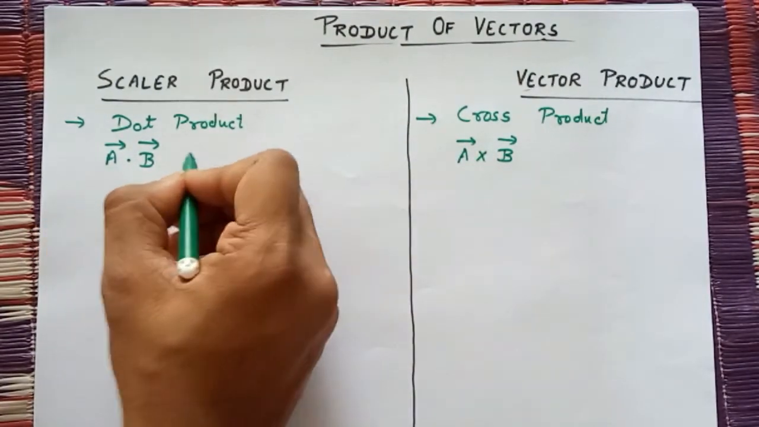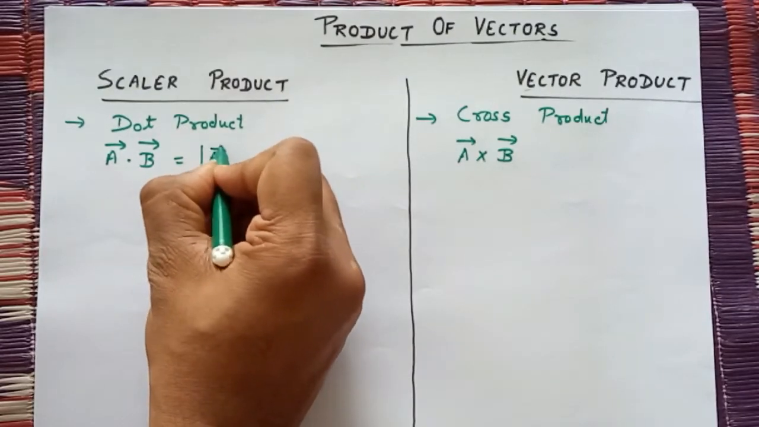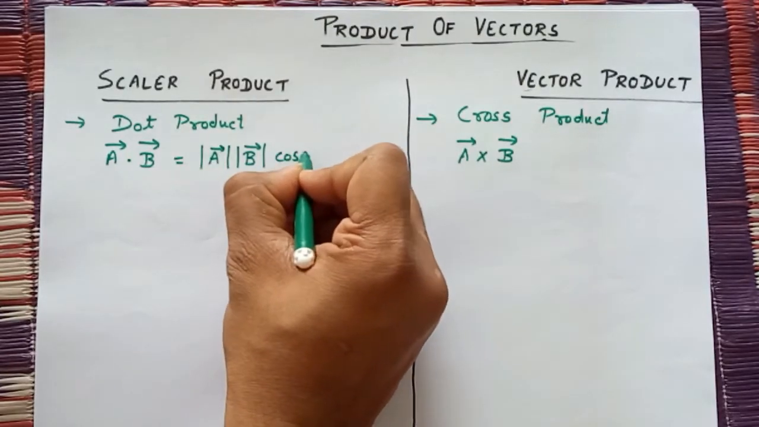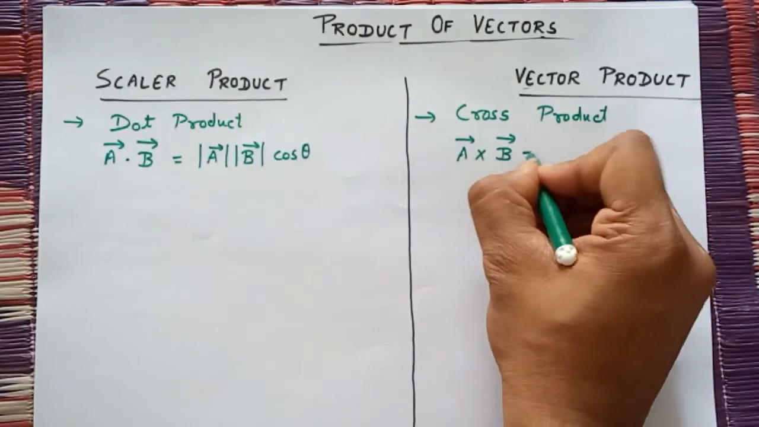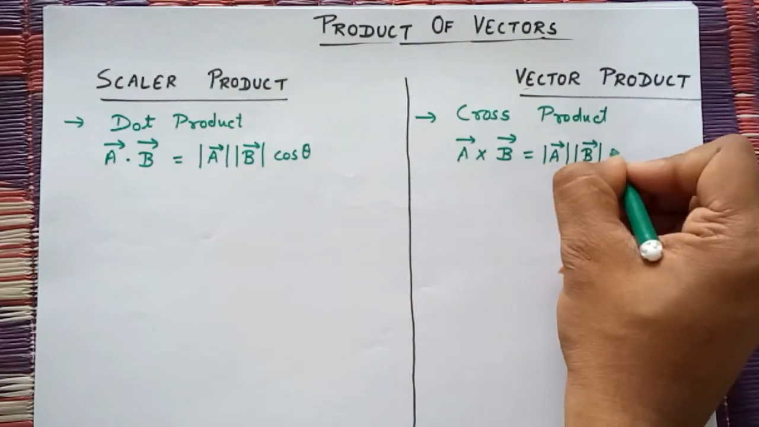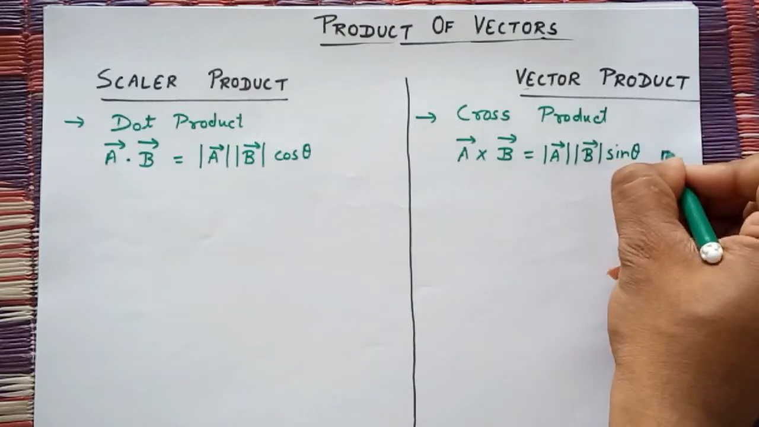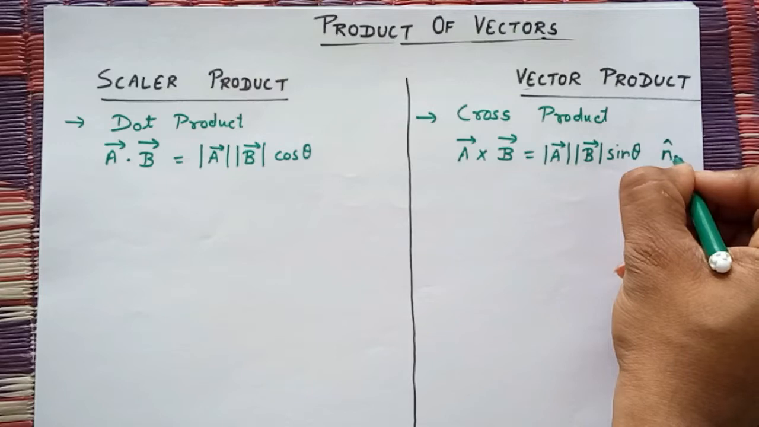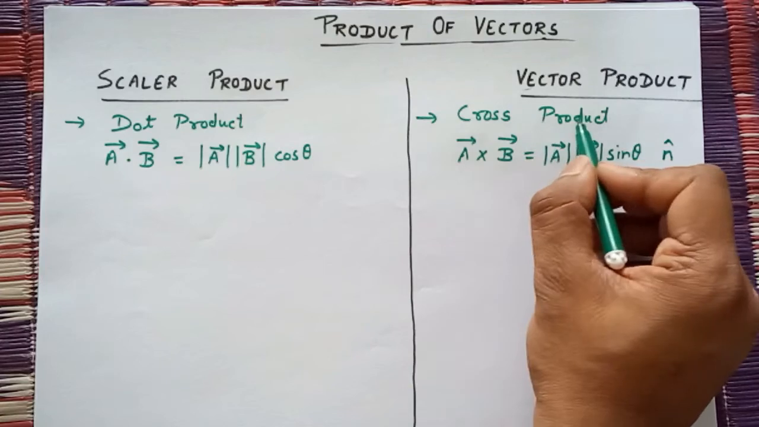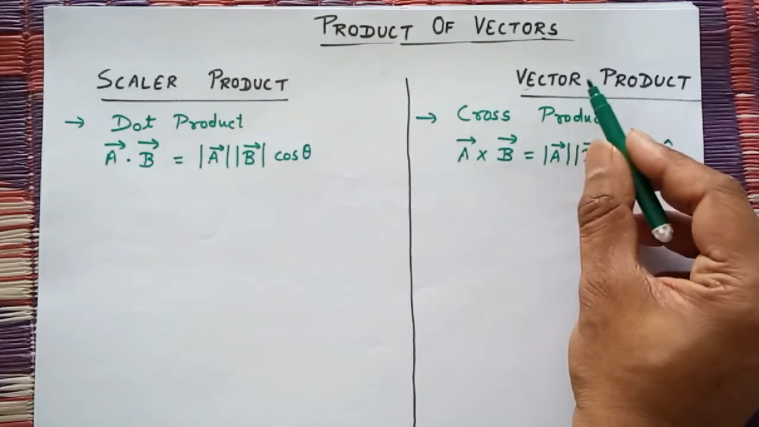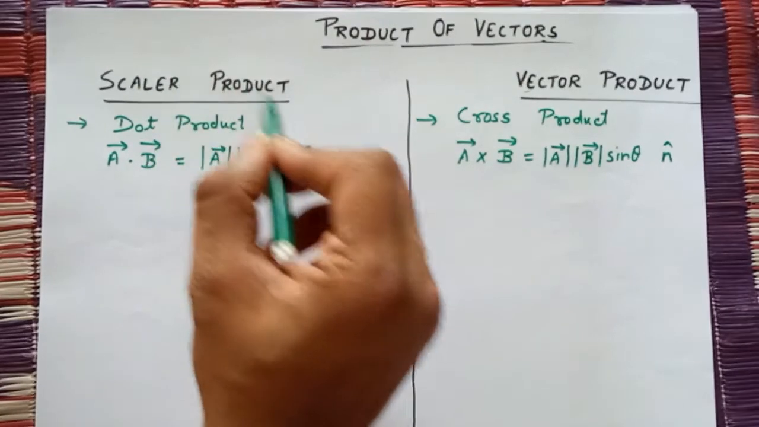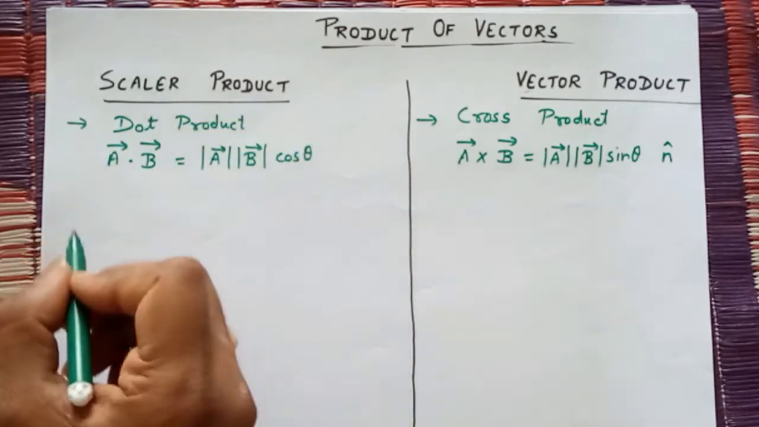The formula for this is mod of A vector multiplied by mod of B vector multiplied by cos theta. And for this one, it is mod of A vector multiplied by mod of B vector multiplied by sine theta and n cap. What is this n cap? This is the unit vector and it will represent the direction. So the cross product will have some direction, hence it is a vector product, and there is no unit vector in the dot product, so it is a scalar product and it will give the answer in scalar form.